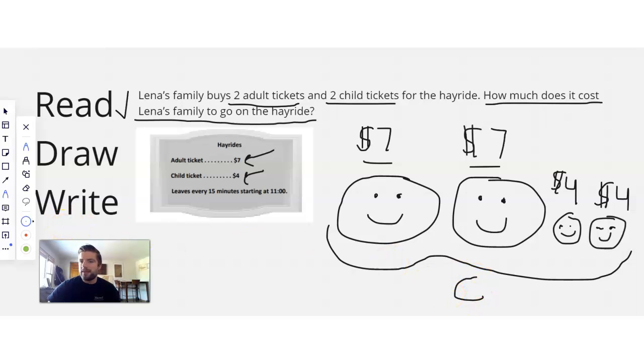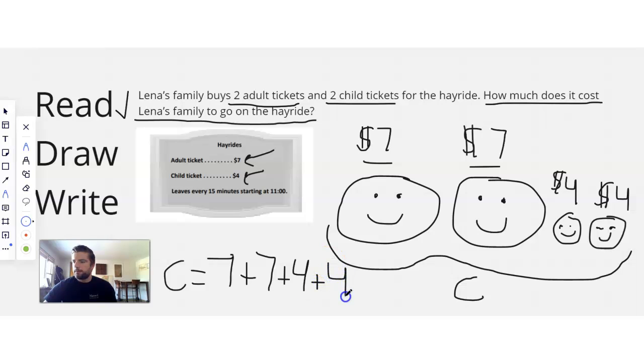And if we wanted to write that as a mathematical equation, it would look like this. C equals 7, and I'm going to leave my dollar signs out for now, plus 7 plus 4 plus 4. And that's basically how we solve our problem. 7 plus 7 plus 4 plus 4. Now it's just up to you to solve that, okay?